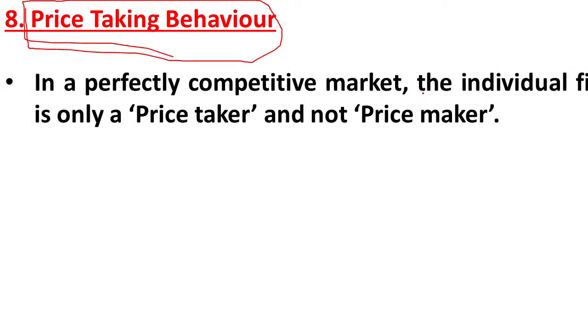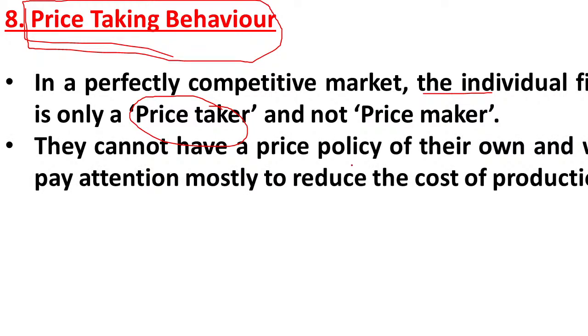Then the next one is price taking behavior. Here all the firms are price takers, and the industry is the price maker. In a perfectly competitive market, the individual firm is only a price taker, not a price maker. Due to the homogeneous product and the large number of buyers and sellers, all the producers are price takers. They don't decide the price of the good; they have to accept the price decided by the industry. They cannot have a price policy of their own and will pay attention mostly to reducing the cost of production.